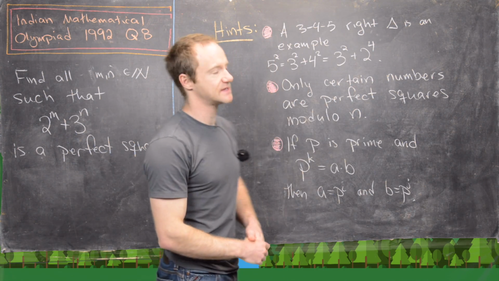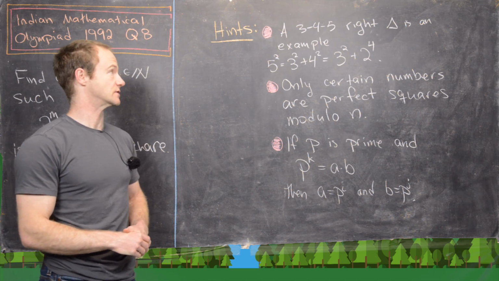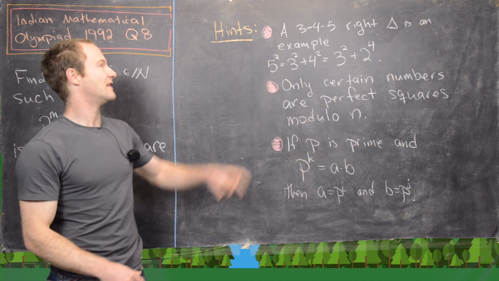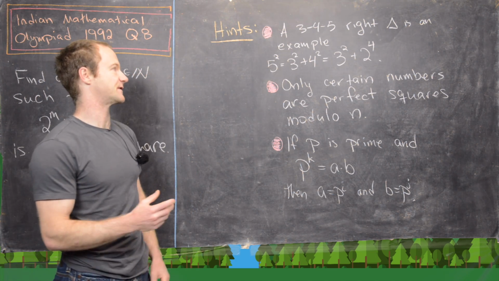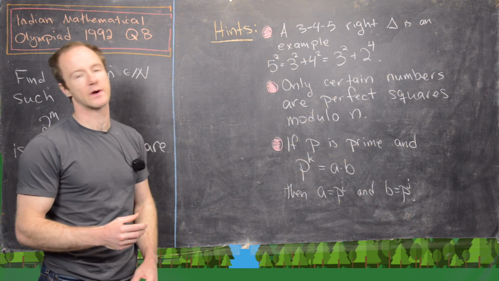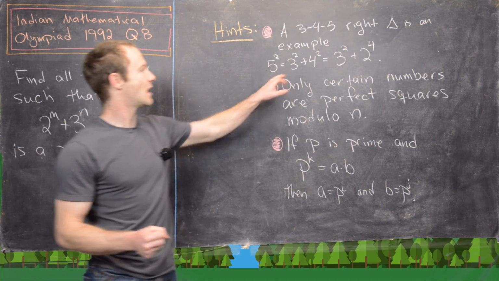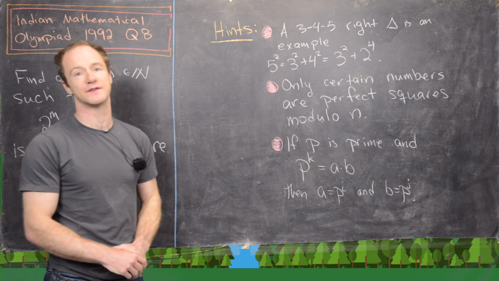So let's go ahead and look at some observations and hints. Maybe you can give it a go, and then we'll look at a solution. The first hint is really an observation, and that is a 3, 4, 5 right triangle is an example of this phenomenon. Notice that 5 squared is equal to 3 squared plus 4 squared. Obviously, 25 is equal to 9 plus 16, but we can take this 3 squared plus 4 squared and write it as 3 squared plus 2 to the 4th.